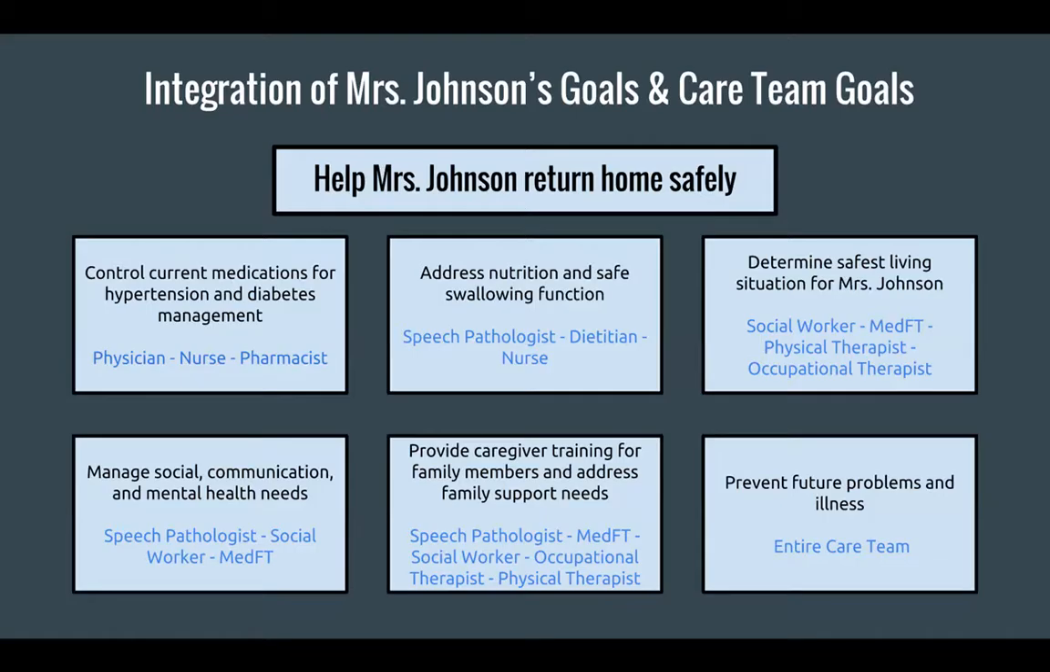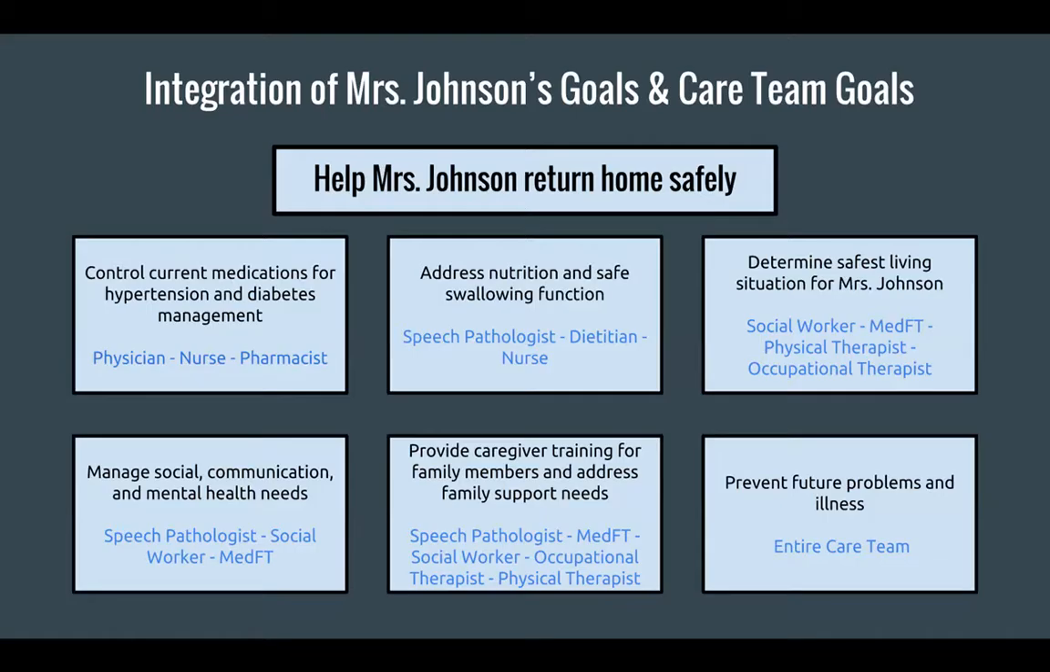Determine safest living situation for Mrs. Johnson, the social worker, the medical family therapist, the physical therapist, and an occupational therapist. Managing social, communication, and mental health needs with the speech path, the social worker, and the medical family therapist. Providing caregiver training, so that's training for whoever's going to be in the home, for Michael and Talia, for family members, and for addressing the family support needs. So what support does Michael need, or Talia? What can we help them with to ensure that they are also successful in this process?